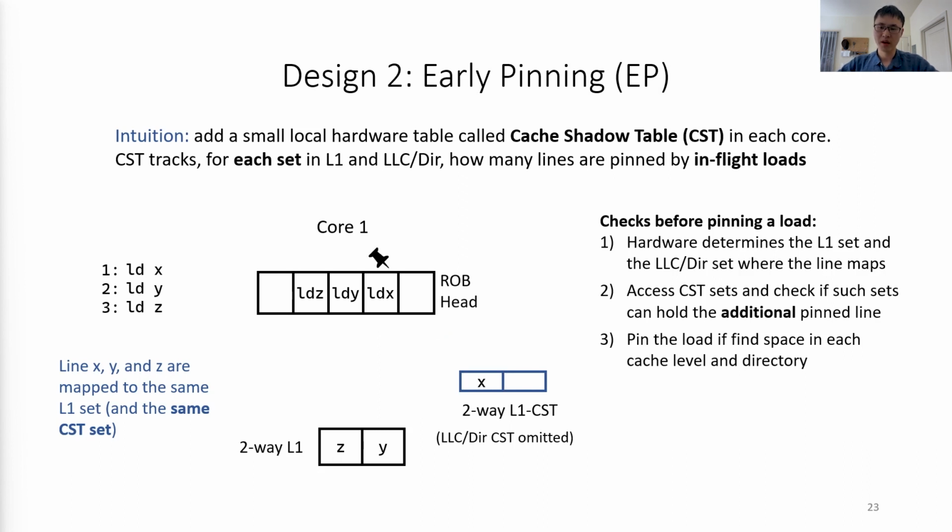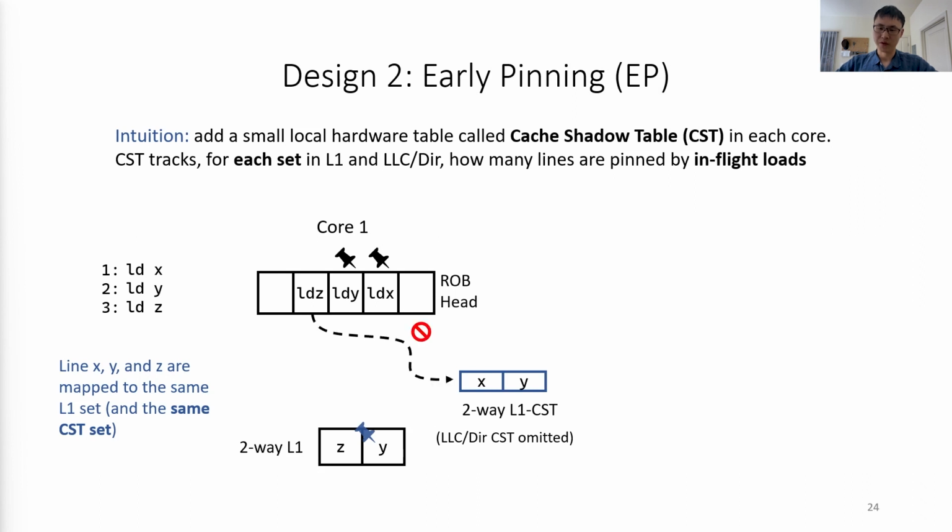For LDY, because it can also find space in L1 CST, it is also pinned before LDX receives its data. As for LDZ, it cannot find space in L1 CST, so we will not pin LDZ until it can find space, which is slow but safe.